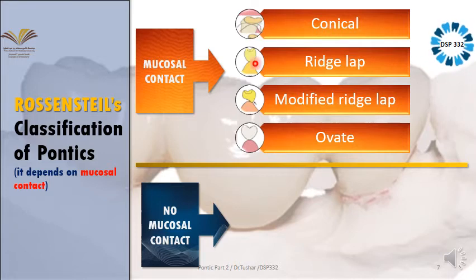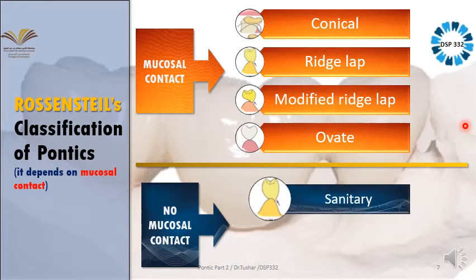Now you can see the shape. We will see in depth how is the shape. So these are the four different subcategories for your mucosal type of pontics. And in no mucosal contact, we have sanitary pontic.